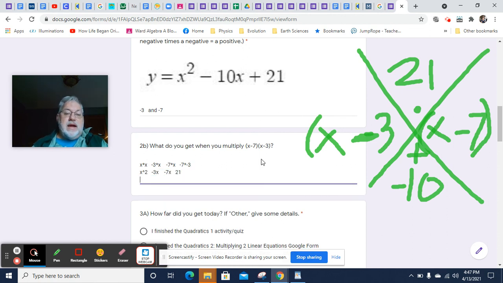We can now combine our like terms. We've got negative 3x and negative 7x. That's negative 10x. And there you have it. We have, in fact, demonstrated that we had the factors for x squared minus 10x plus 21. So that negative 3 and that negative 7, you just make it x minus 3 and x minus 7. Multiply those together, you get x squared minus 10x plus 21. Hopefully that was helpful.